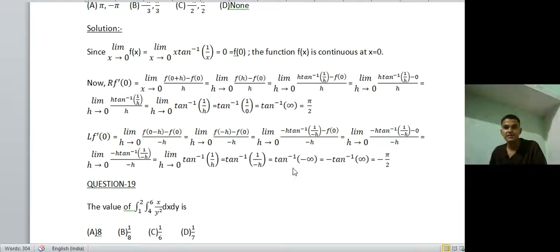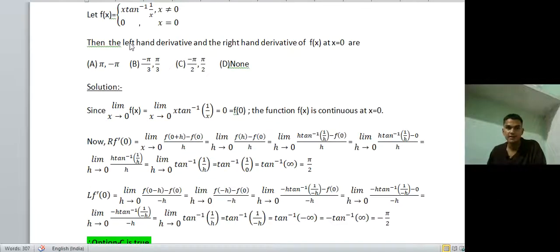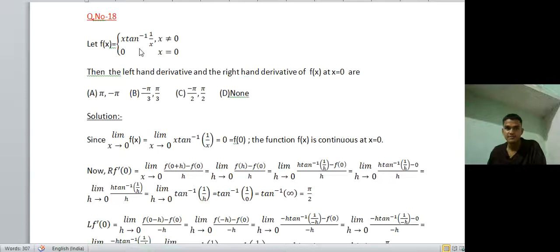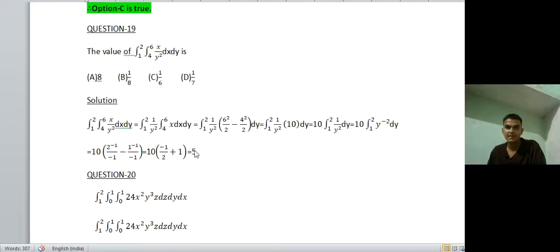So this is tan inverse of minus infinity, and this is minus tan inverse of infinity, which is pi by 2, minus pi by 2. So the right hand derivative (RHD) of this function is pi by 2, and the LHD of this function is minus pi by 2. You can see the options. So LHD is minus pi by 2, RHD is pi by 2, so this is option C. Option C is true, and then we'll go to question number 19.